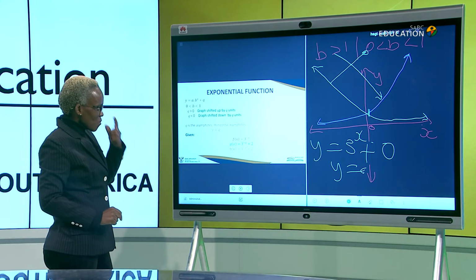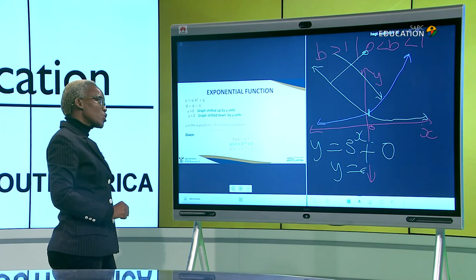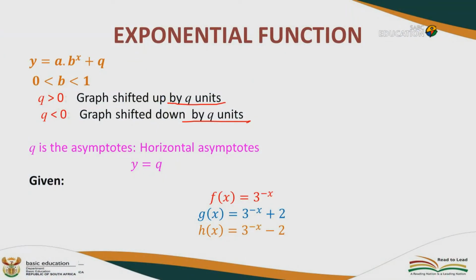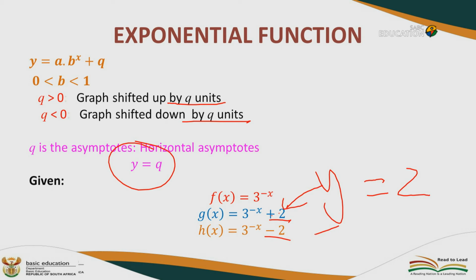Now, the second case where B is greater than 0, B less than 1. It behaves the same. Q behaves the same. It doesn't matter. If our Q is greater than 0, 2 units up. Q less than 0, 2 units down. Now our Q is minus 2, Q is 2. So it will help us in terms of the asymptote. So the Q gives us the asymptote. That is why here our asymptote is y equals 2 for this graph. Here our asymptote is y equals minus 2.